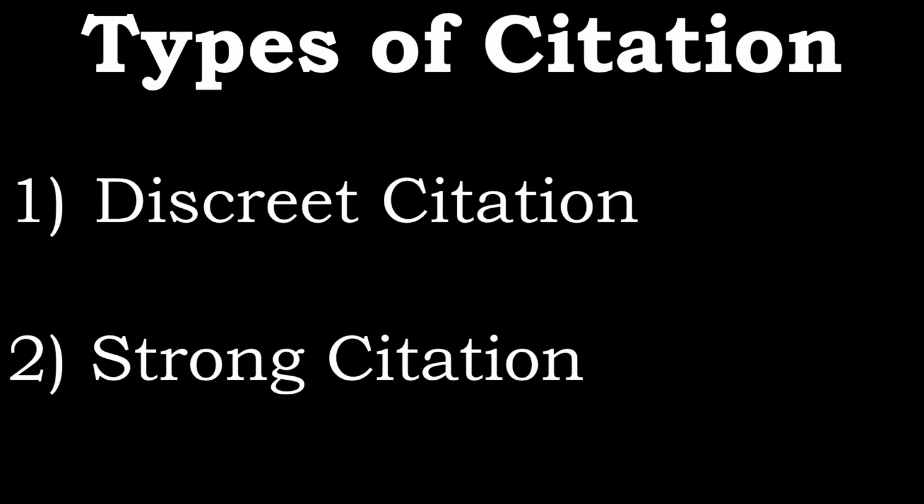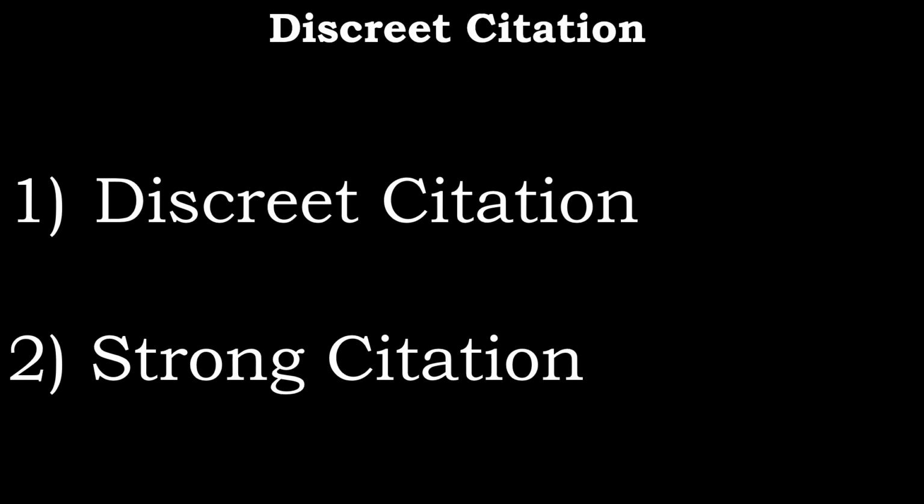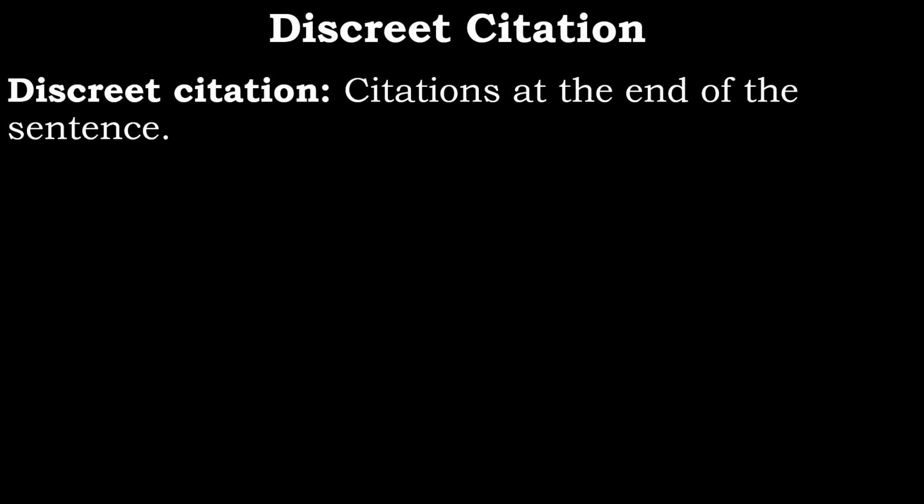There are two types of citation. Number one, discrete citation. Number two, strong citation. Number one, discrete citation. Discrete citations are citations that come at the end of your sentence. They are called discrete citations because they play a very discrete role at the end of your sentence. Here are some examples.